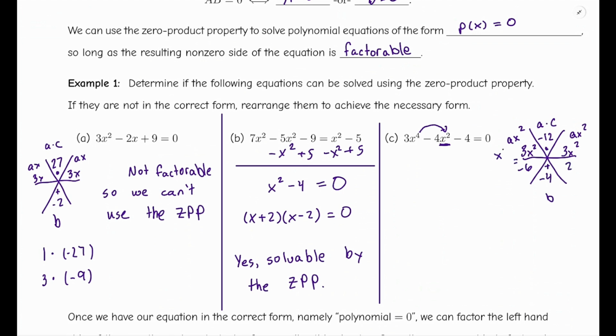Reduce, we get x squared over negative 2. So that means this factors as x squared minus 2 times 3x squared plus 2 equal to 0. So we got it equal to 0. We were able to factor it. So yes, solvable by the zero product property.